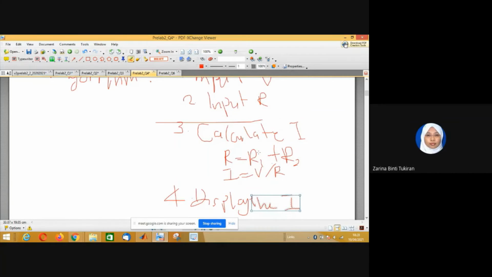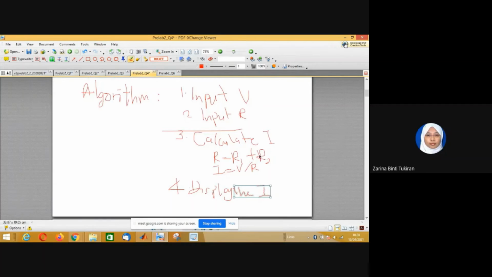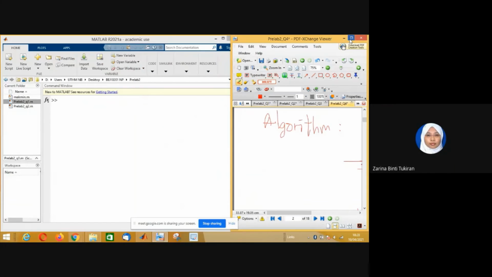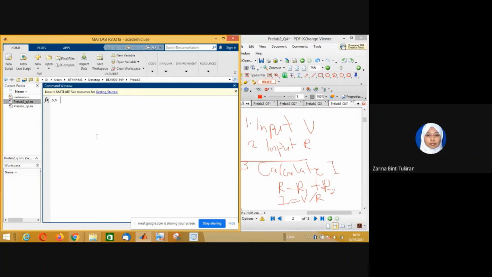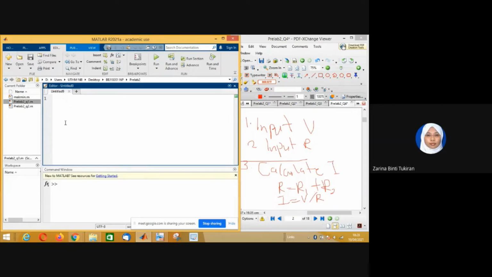So this is the algorithm. So now we change this algorithm to the MATLAB. Right. So now since you know how to use M file, then we go to the M file. Straight away, we go to the M file and then provide the code.